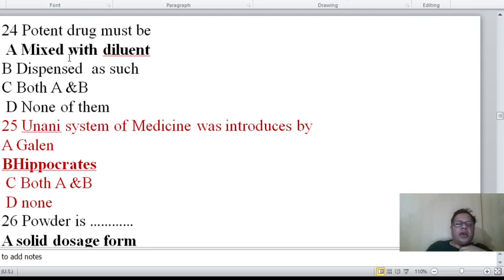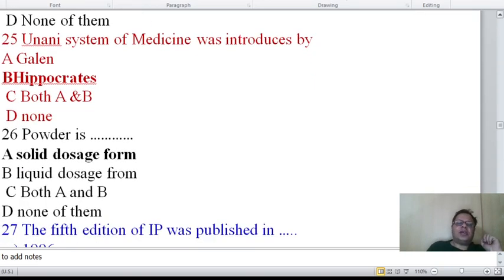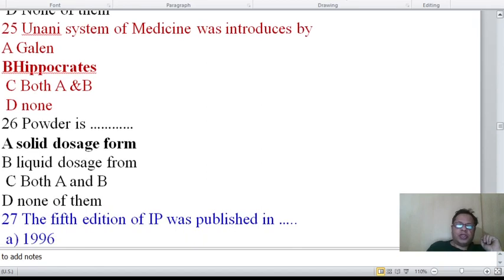Question number 25, Unani system of medicine was introduced by Hippocrates. So it is not Galen, neither A nor D, it is option B. Let's move ahead with question number 26. Powder is definitely a solid dosage form. It can't be liquid or semi-solid. It is definitely a solid dosage form. So option A is the right choice.